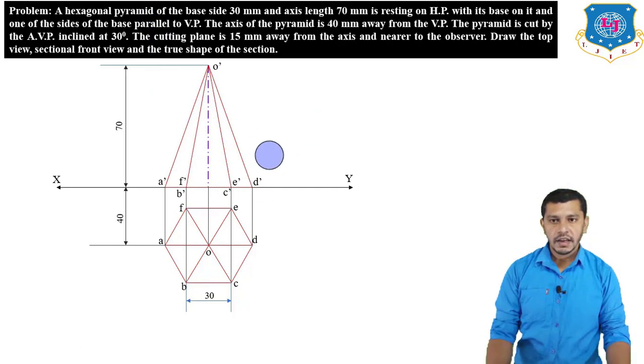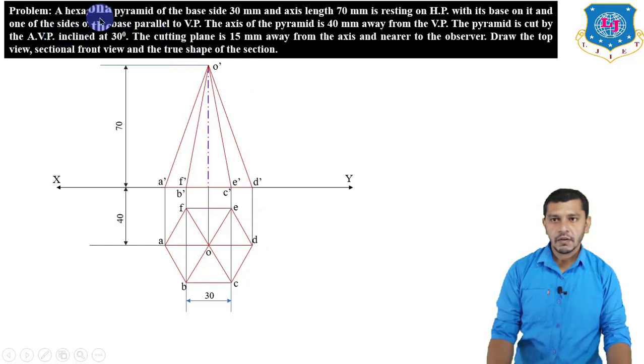Now there isn't any need to draw the side view of the pyramid, because here we have to draw the front view and the true shape of the section, and we have to draw the top view only. So we will get the section in the front view. We will show the cutting plane in the top view, because here it is given that the pyramid is cut by the AVP, the cutting plane which is perpendicular to the horizontal plane, inclined at an angle of 30 degrees to the vertical plane. So we will show the cutting plane in the plan.